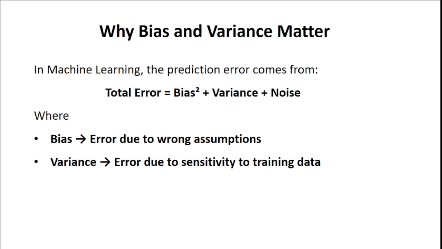What is meant by bias? It is error due to wrong assumptions. In simple words, we can say it is the difference between the predicted value and the actual value. Variance is due to the sensitivity to the training data: how the model varies when you change the training data, and how sensitive it is.